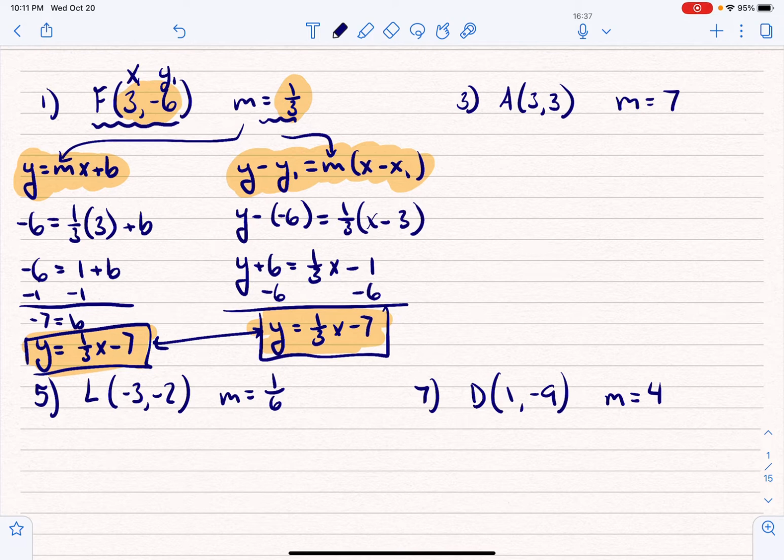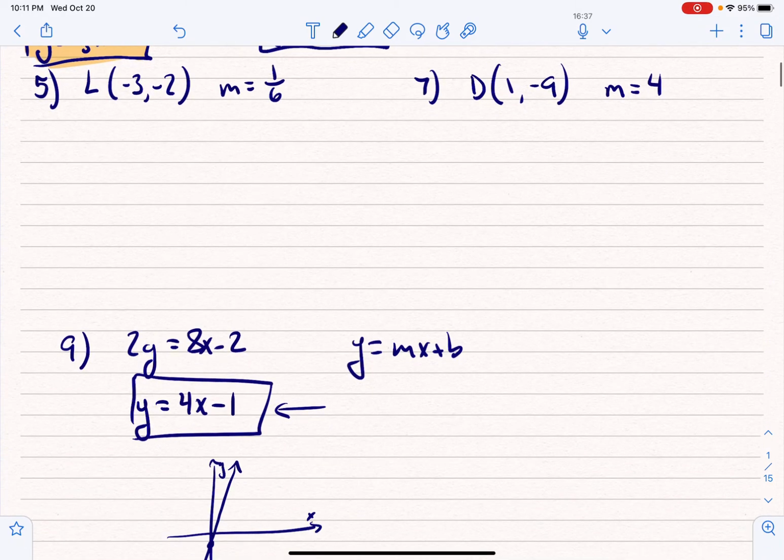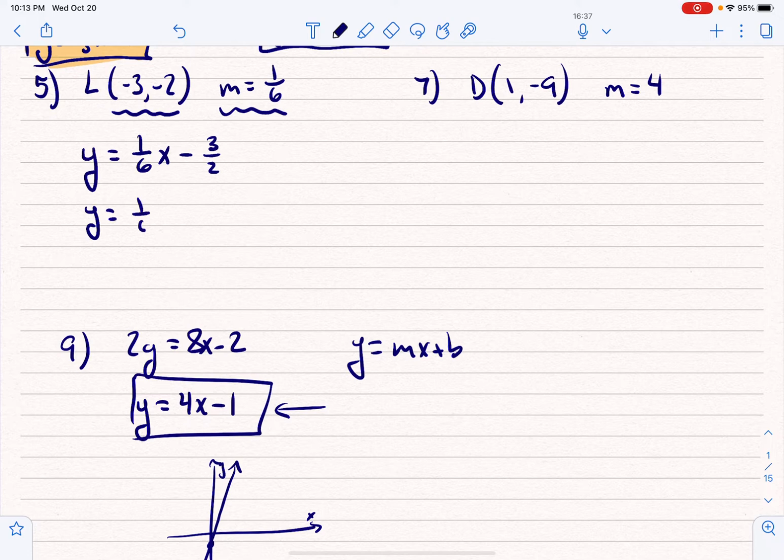If you didn't, you can quickly look through here and see where maybe you went wrong. Number 3 has a slope of 7, which is a very steep slope, and it goes through the point 3, 3. So this one would be y equals 7x minus 18. Next, number 5 has a slope of 1/6, and it goes through the point -3, -2. This one doesn't come out totally clean, but it's not that bad. It should be y equals 1/6 x minus 3/2, or y equals 1/6 x minus 1.5.